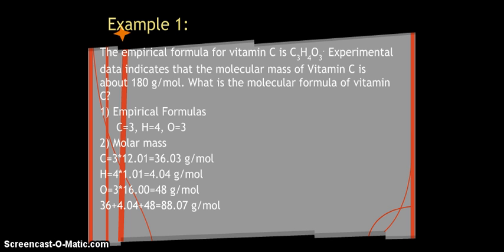Then step 2 is times the molar mass. So C equals 3 times 12.01. It will give us 36.03 grams per mole. Then H is 4, so we use 4 times 1.01. It will give us 4.04 grams per mole. Then there was O equals 3, and we use 3 times 16 equals 48 grams per mole. Then we have to add them together, and they will give us 88.07 grams per mole.